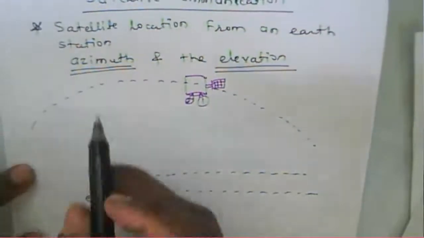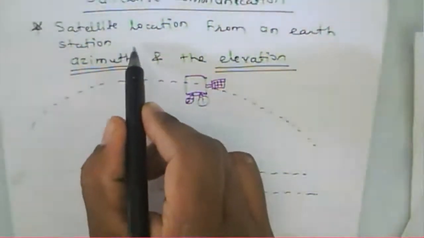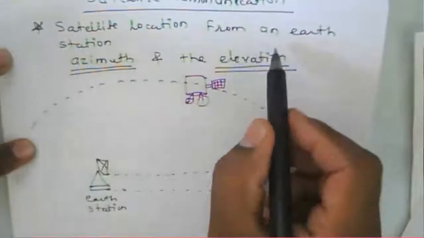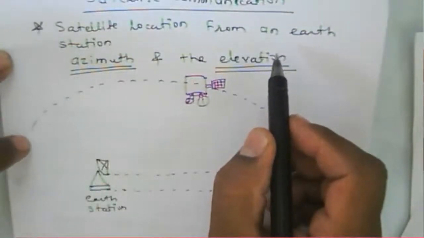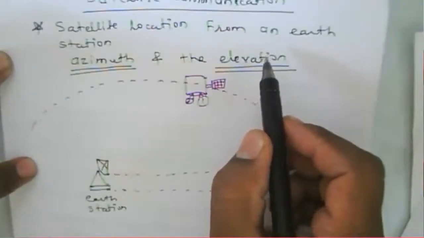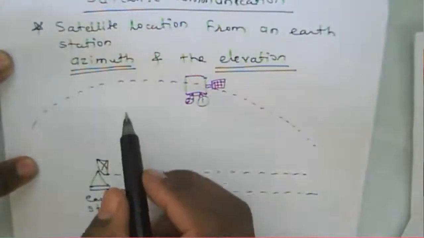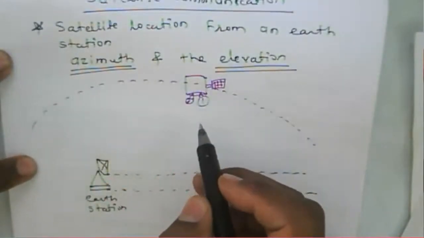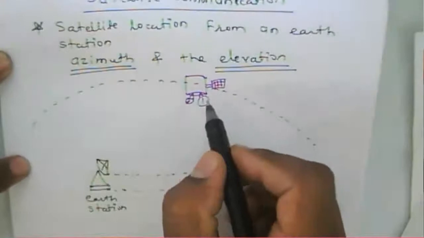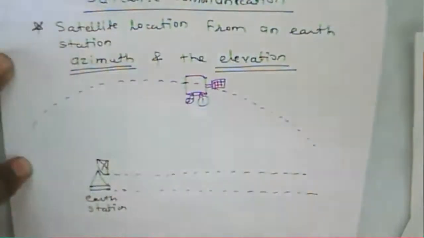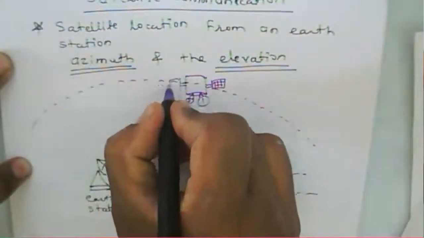Today we will learn what the satellite location is from an earth station, or the position of a satellite from the earth station. So to obtain the position of a satellite, we should know what will be the... here actually here is the solar panel.